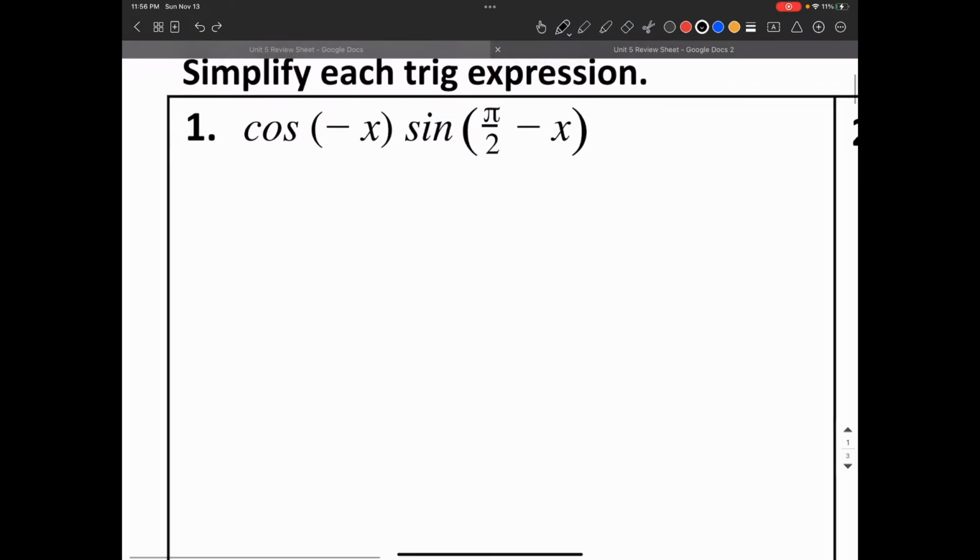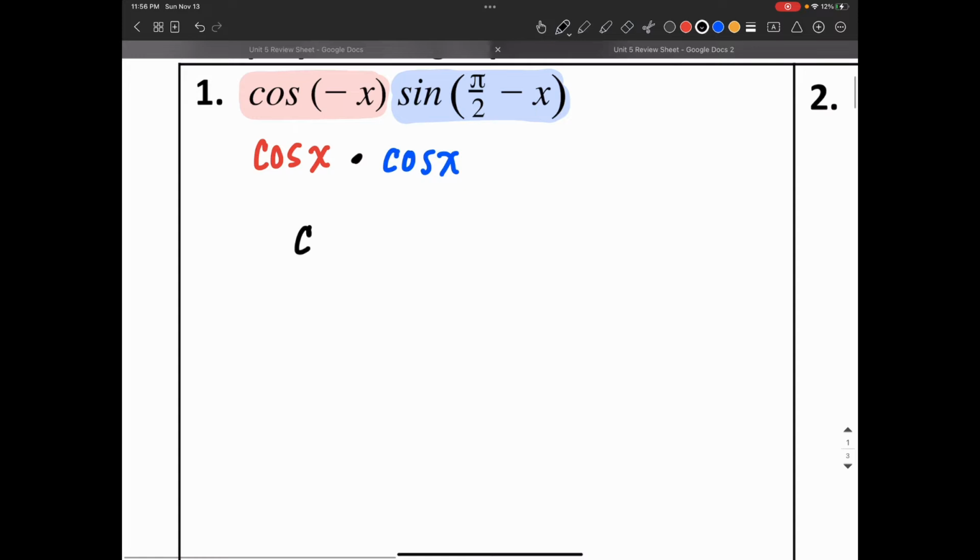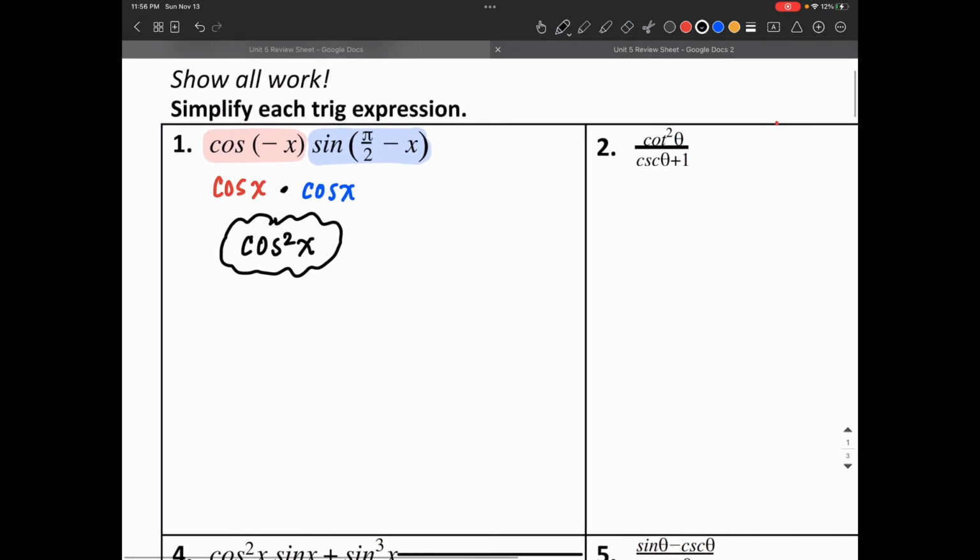So for number 1, I have cosine of negative x times sine of pi over 2 minus x. I know cosine of negative x, I can rewrite that more simply. I can get rid of the negative since this is an even function, and I can just write it as cosine of positive x. For the second part here, I have sine of pi over 2 minus x. That's one of the cofunction identities, and I'm going to be able to replace that also with cosine of x. And when I multiply these together, I'm going to get cosine squared of x, and that's one term by itself, so I'm finished, and that's my simplified trig expression.